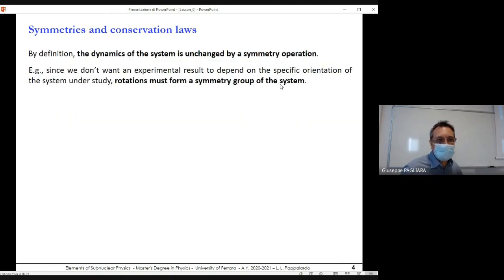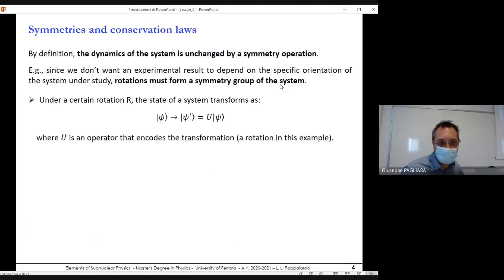Now, having said this, by definition, the dynamics of a physical system is unchanged by a symmetry operation. By symmetry operation, I mean any kind of transformation that leaves the physical system unchanged, unaffected. In this sense, it is a symmetry transformation or operation. For instance, since we don't want an experimental result to depend on the specific orientation of the system under study, of course, rotations must form a symmetry group for any physical system. This means that the system is unaffected by the rotation. The physics is unchanged.